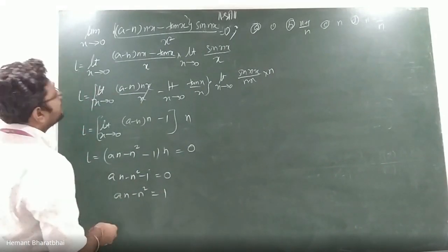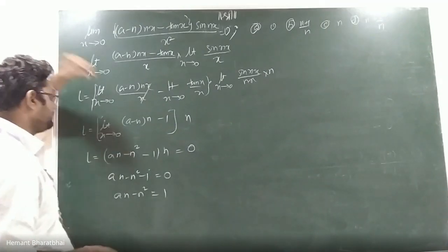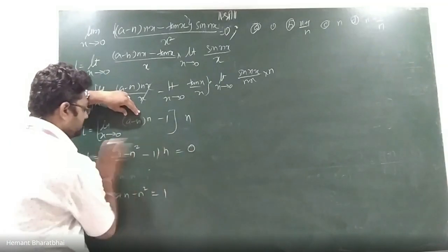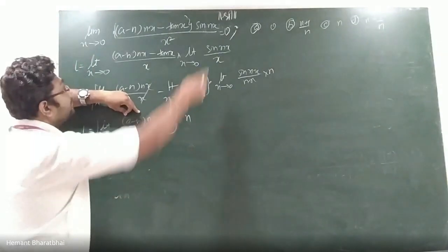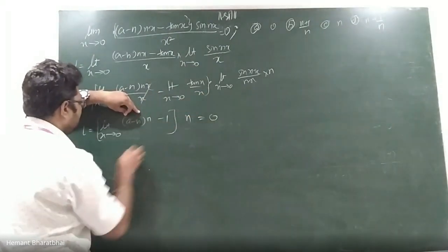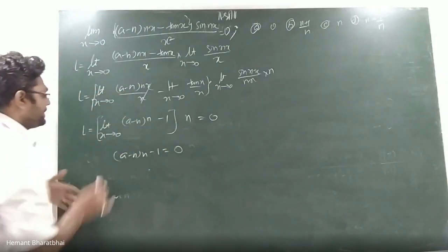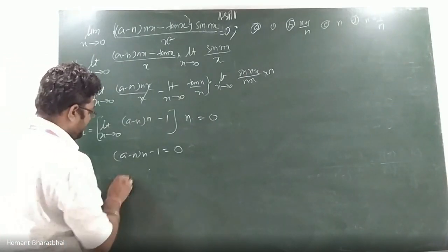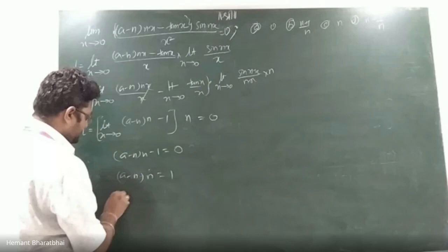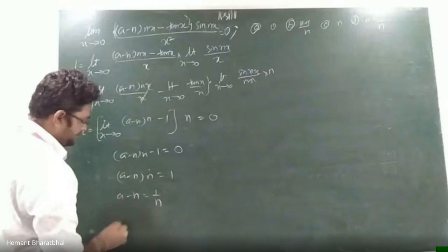So this n I shouldn't have multiplied inside. There is no meaning in multiplying it inside. I wasn't knowing because I have written an incomplete question. This is 0. So I get a minus n into n minus 1 is equal to 0. So I get a minus n into n is equal to 1. So I get a minus n is equal to 1 by n.